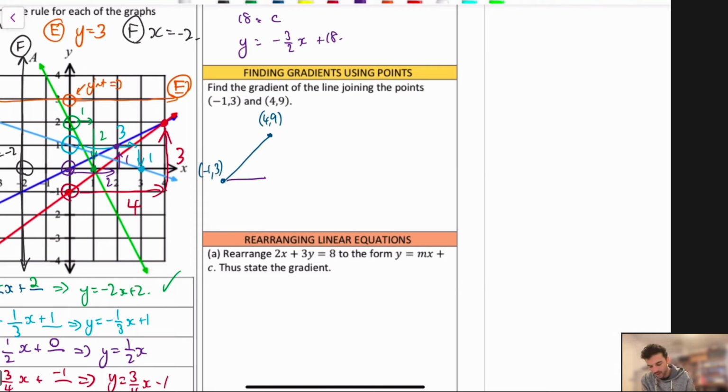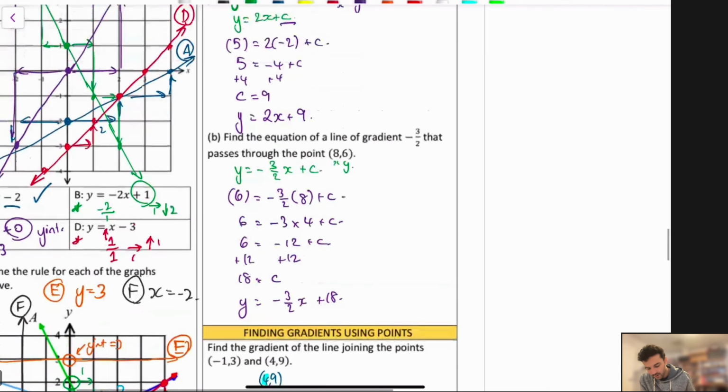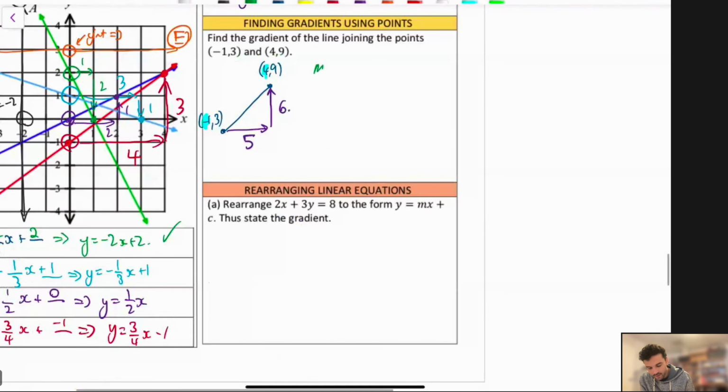So it's going from x is -1 to 4. So how much did it go across? -1 to 4, it's gone across 5. And then it's going up 6. So gradient is equal to rise over run, and it's positive, and we keep it like that. That's probably the best strategy I'd recommend for the time being.